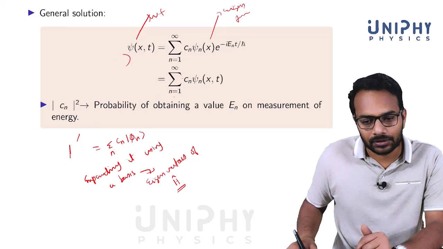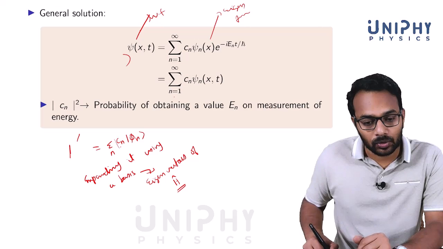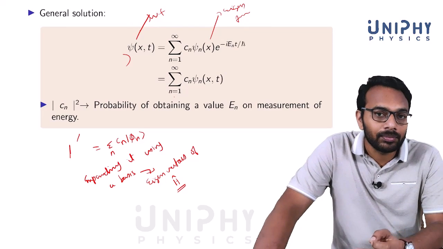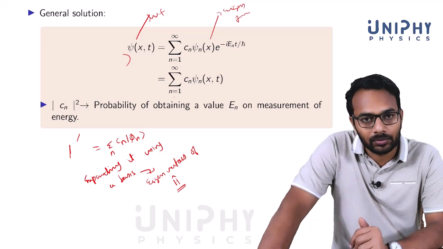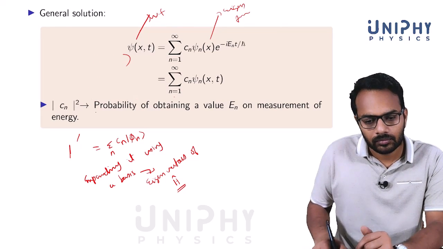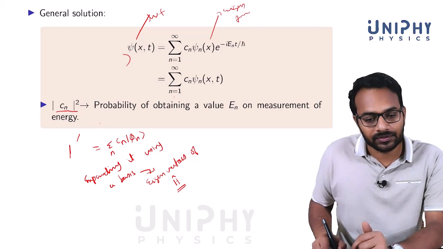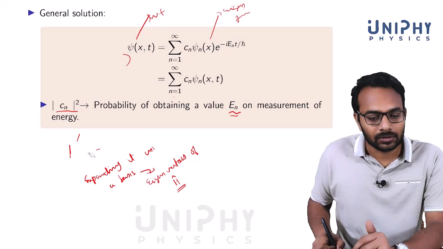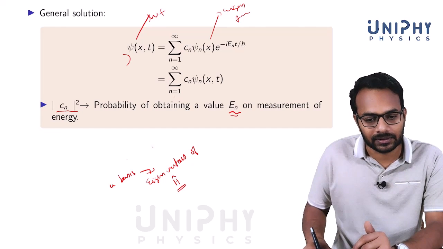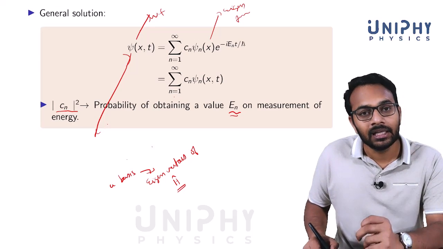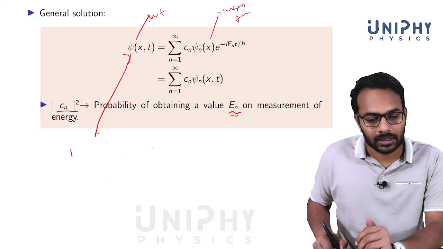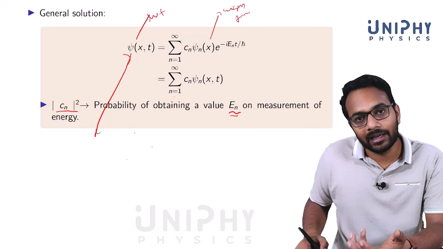And again, as usual, we had said earlier that these expansion coefficients have this interesting interpretation: the modulus square of them, if normalized, of course, gives you the probability for making a measurement. Specifically, we'll say this modulus of Cn square is the probability for obtaining a value En on a measurement of energy. If this is the wave function of the system, then modulus Cn square is the probability of measuring a value En for energy.